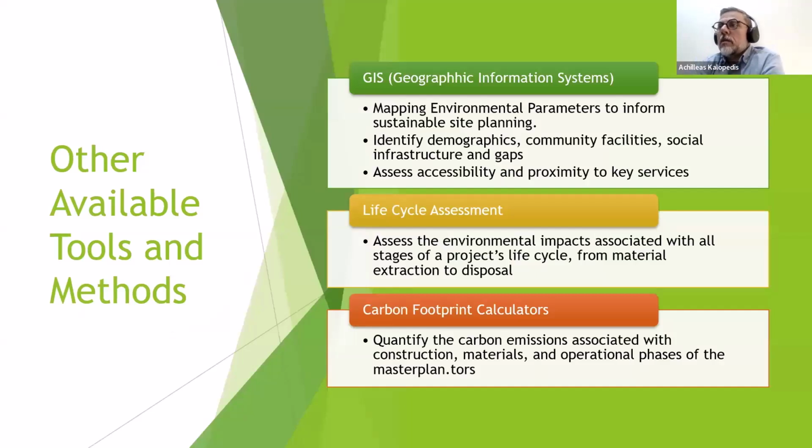What other tools and methods are available? You can use geographic information systems to map any environmental parameters and environmental constraints in order to inform sustainable site planning. You can use GIS to identify demographics, community facilities, and any social infrastructure gaps in order to inform your redesign, and to assess accessibility and proximity to key transport services.